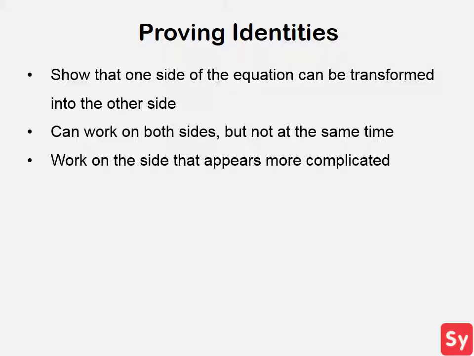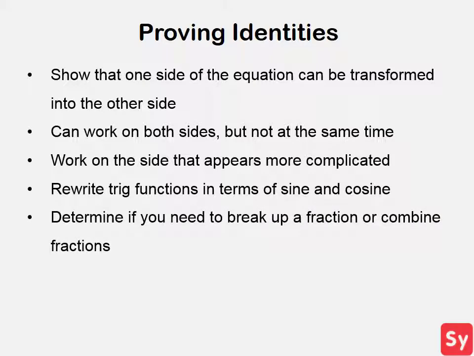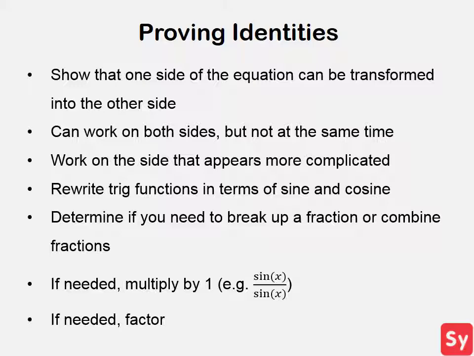Like simplifying trig expressions, you want to rewrite the trig functions in terms of sine and cosine. This might not always work, but it will work often. Determine if you need to break up a fraction or combine fractions based on what the other side of the equation looks like. If needed, multiply by 1. Also, if needed and possible, factor. It is a little tricky, but let's see some examples.